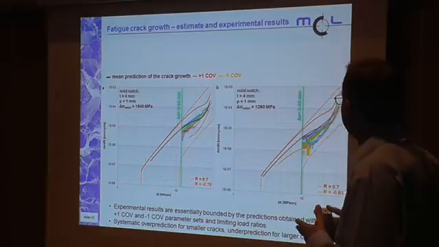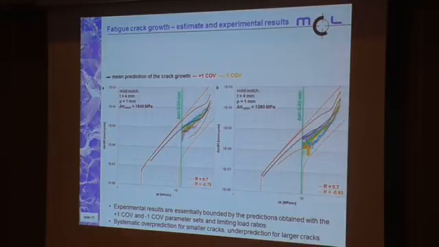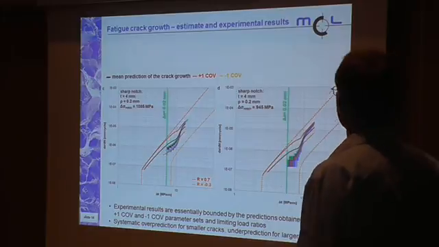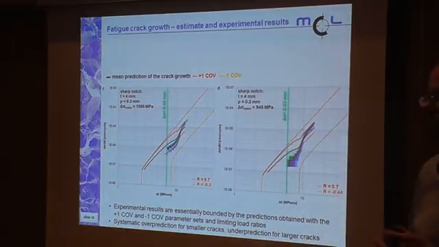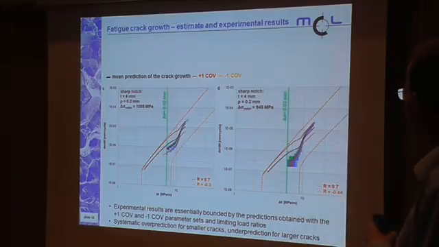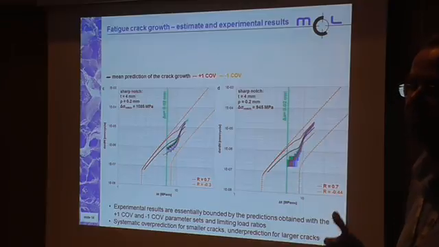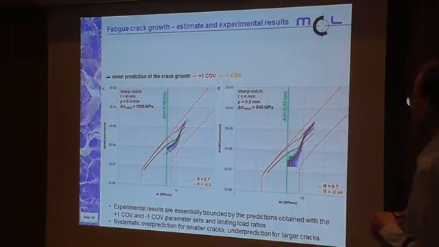However, we have also some systematic over-prediction for smaller cracks and some systematic under-prediction for larger cracks, which is all the more pronounced if we go to the sharp notch. So here you see really smaller cracks grow slower than expected, longer cracks grow faster than expected, albeit always within those confidence limits. So it could be worse. Of course, it could be better.